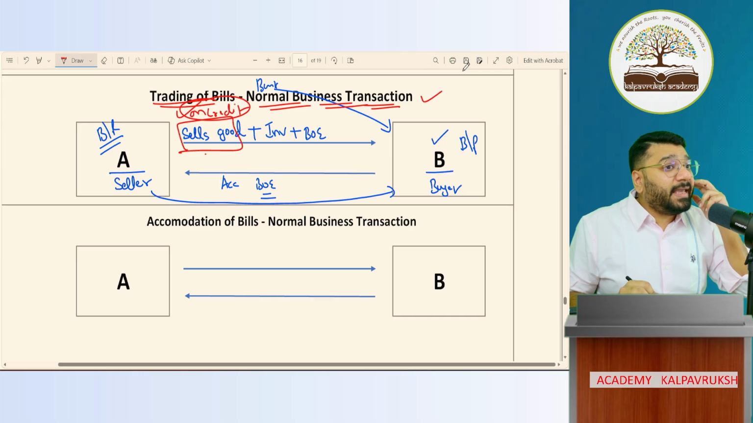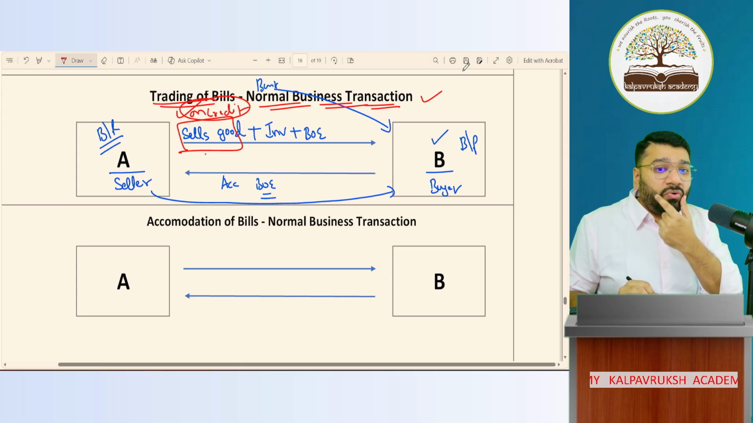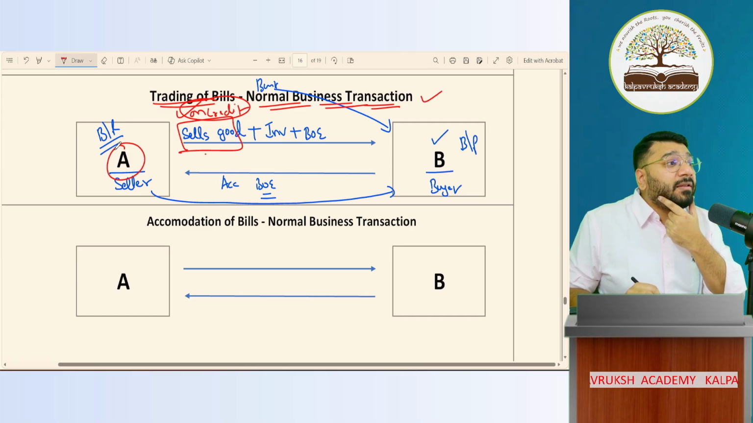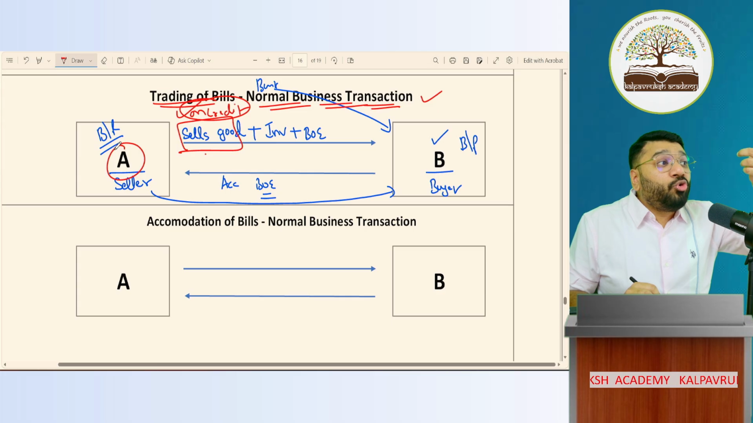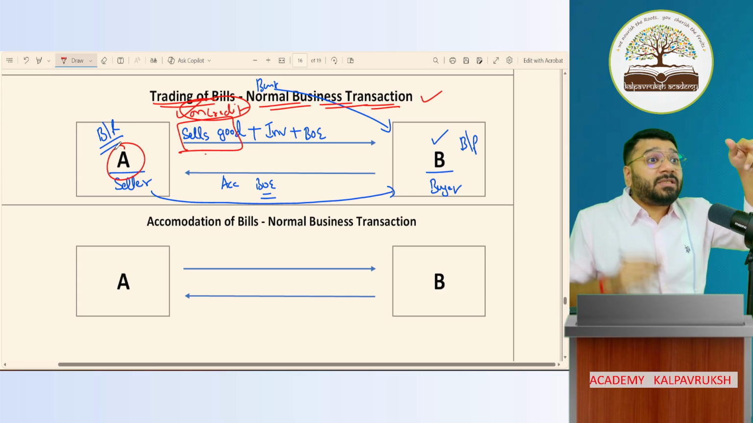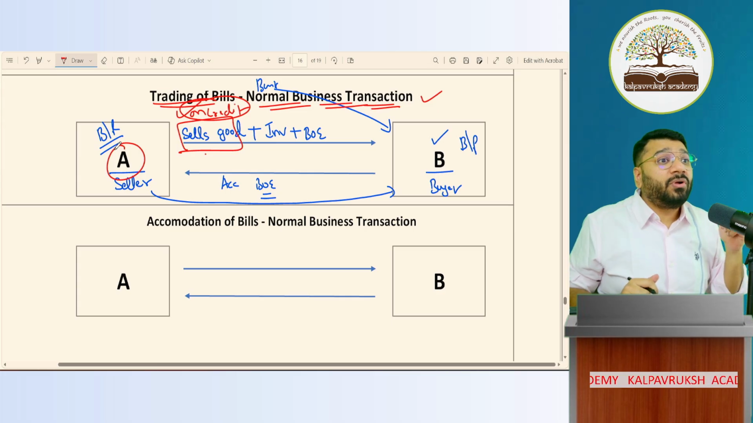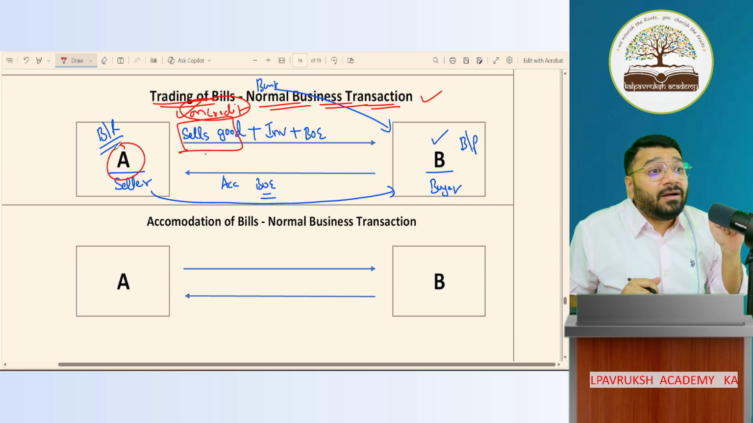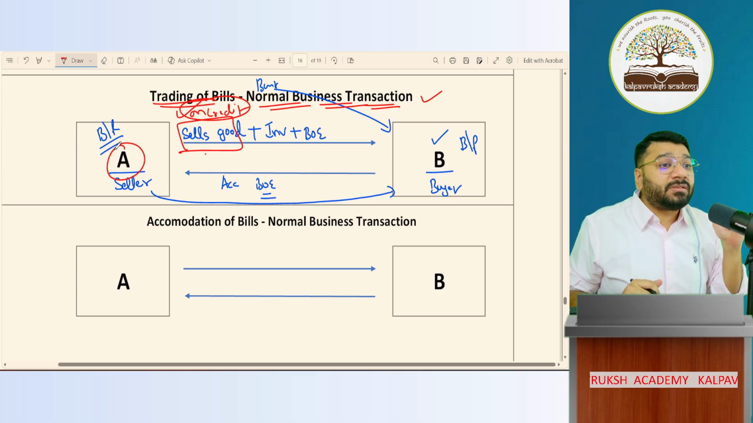People started sensing an opportunity here. What opportunity? If A wants money, he will give the bill to the banker, and on that basis, the banker is giving money also. So people started using this as a tool for financing the business. Got it, not got it?